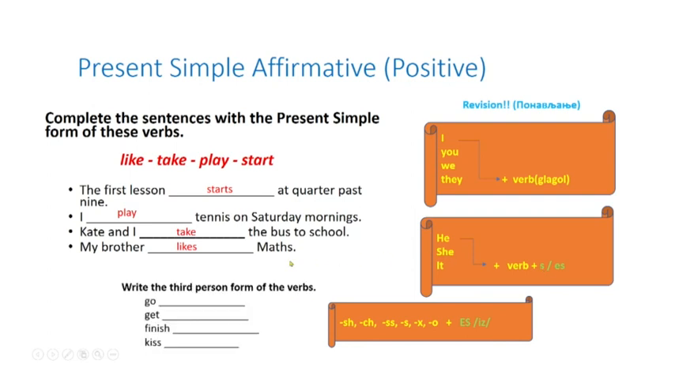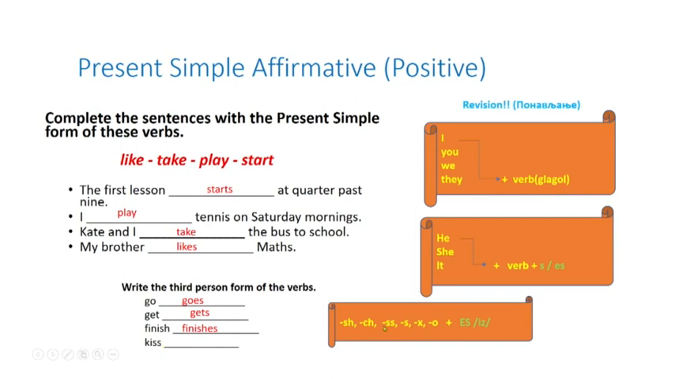Okay? And one more exercise. Let's add the third person form for these verbs. Hajde da dodamo oblik za treće lice jednine od ovih glagola. Verb go ends with o, so we add es and we say goes. Verb get, t, so no sh, ch, s, so we add just s. Gets. Finish, so sh, and we add es and we get the form finishes.